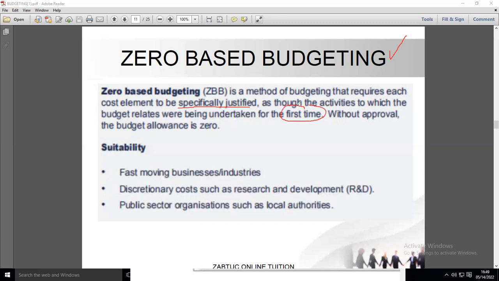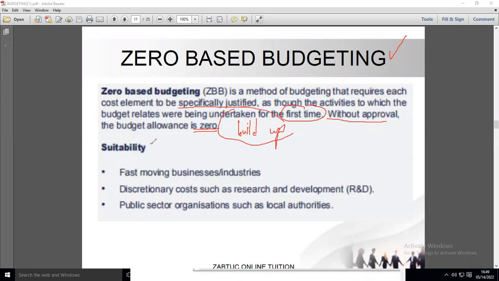So before we start discussions and negotiations, or without approval, the budget allowance is at zero. So we're starting from zero, and then what do we do? We build up our budget.